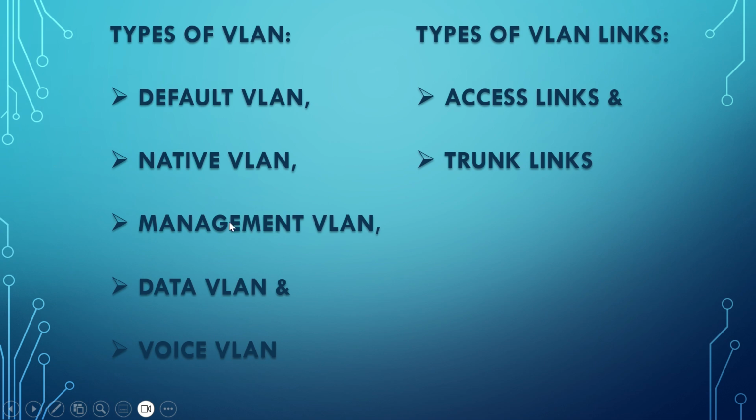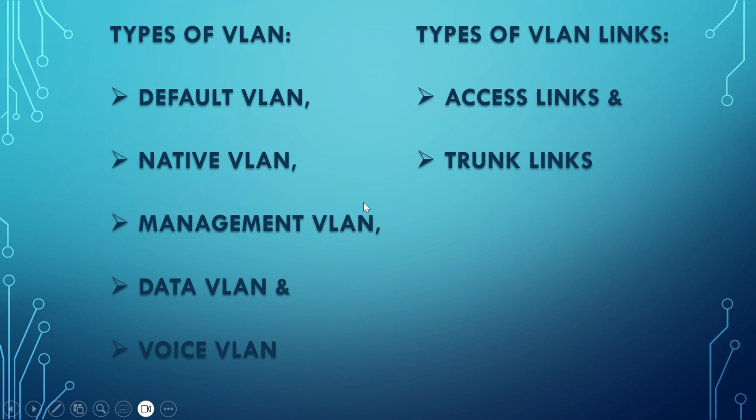So these are the types of VLAN: default VLAN, native VLAN, management VLAN, data VLAN, and voice VLAN. These are the types of VLAN you can configure on your switch, and we are going to see them one by one in a small lab using the Cisco Packet Tracer tool, and then we will move on to the types of VLAN links. There are two types of links basically, which are access link and trunk link. So these are the two types of VLAN links.